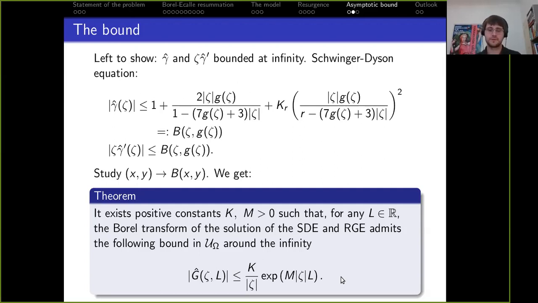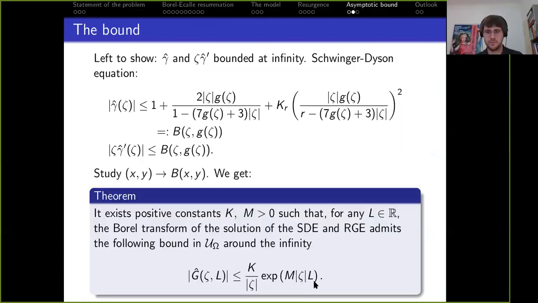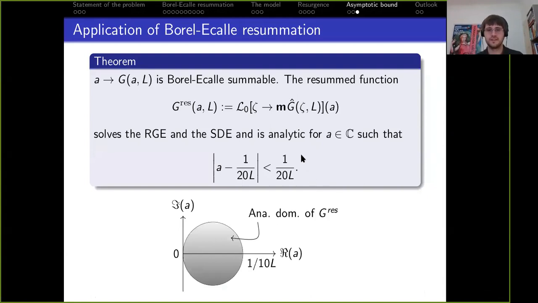Okay, so putting those 3 results together, I obtained my main result, I guess: that the 2-point function that solves the renormalization group equation, meaning the solution of the renormalization group equation and the Schwinger-Dyson equation, is Borel-Ecalle summable. The resummed functions solve, again, the renormalization group equation and the Schwinger-Dyson equations. And if you work out explicitly the coefficients in this bound, you can find for which domain it is analytic, and it's a domain of this shape. So you have an analyticity domain in this nice U. I hope this kind of answered the question of someone at the beginning.